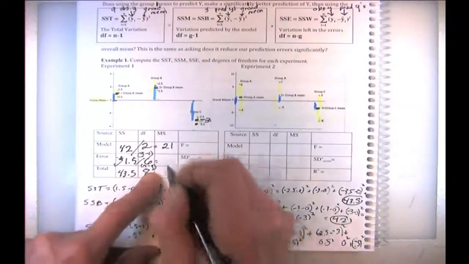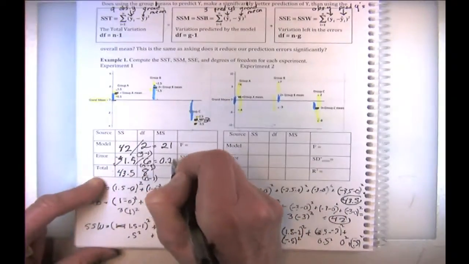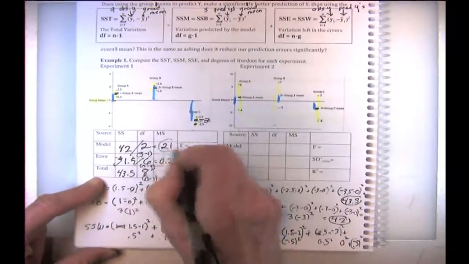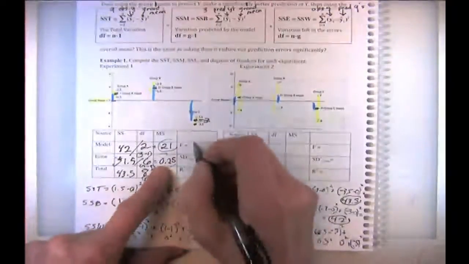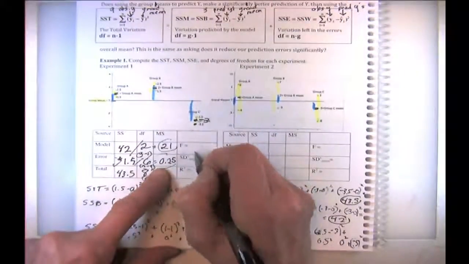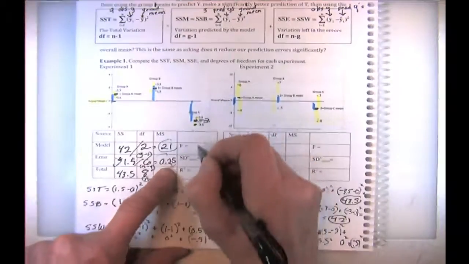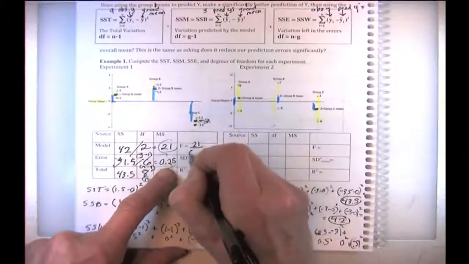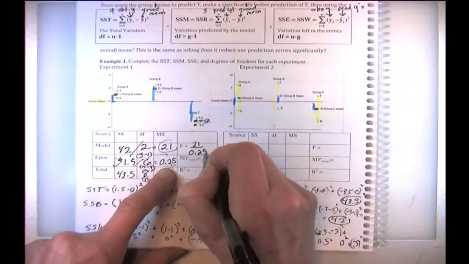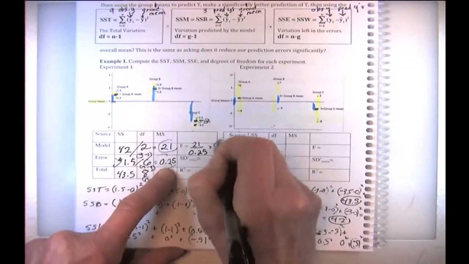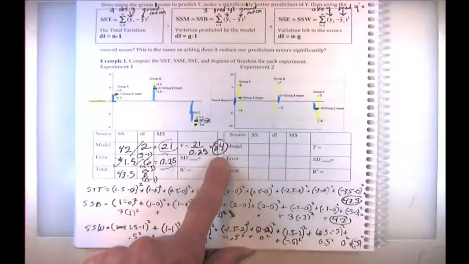Now look at the ratio of those two. That's going to be big. That's our F statistic, the mean square model over the mean square error. It's 21 over 0.25, which is 84. That's a really big statistic, so you're going to reject the null for sure.